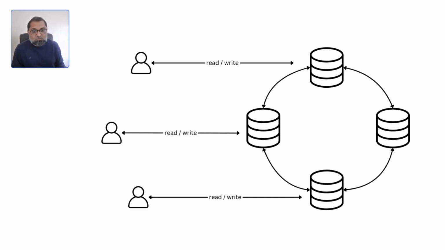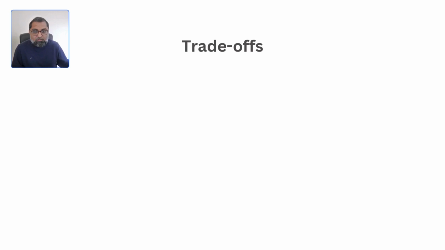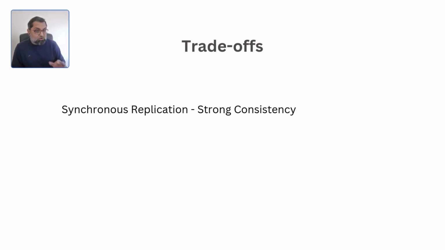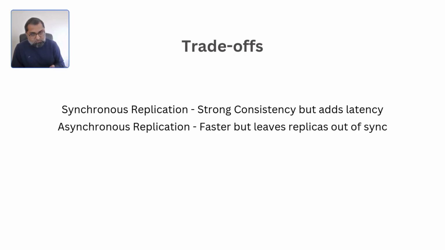However, managing consistency in leaderless systems is harder and they often rely on eventual consistency. This architecture is used in large scale systems like Cassandra or Amazon DynamoDB, where availability and scalability matter more than strict consistency. To tie everything together, replication is about making data available and reliable, but it involves trade offs. Synchronous replication gives you strong consistency but adds latency. Asynchronous replication is faster but leaves replicas temporarily out of sync.